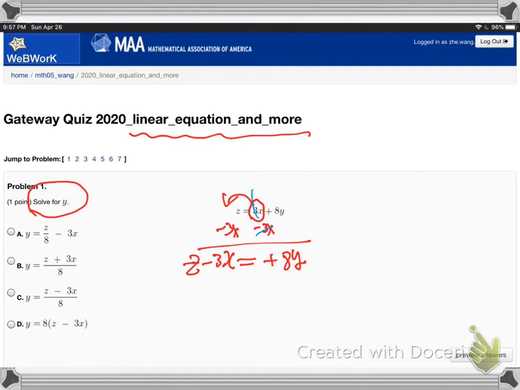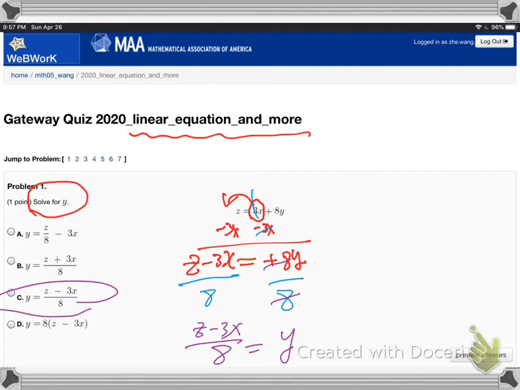And then the next step, divide by 8, we will get letter y. So 8 and 8 cancelled. We got y is z minus 3x divided by 8. So that's choice C here. So step 1, cancel the term that we don't want to solve. If they want to solve for x, you cancel y, so for y, you cancel x. That's number 1.